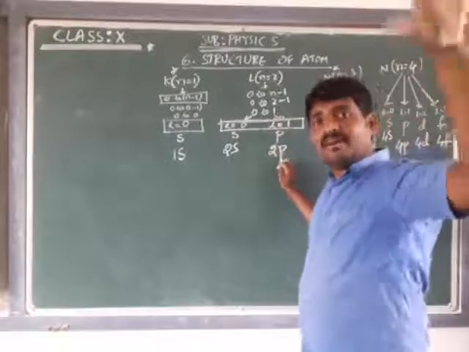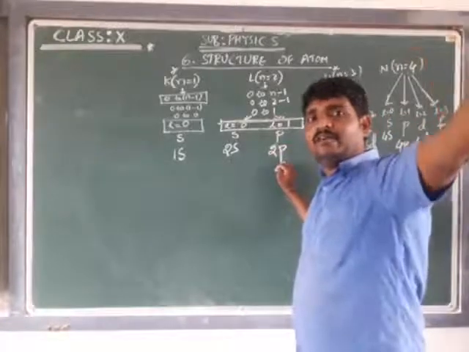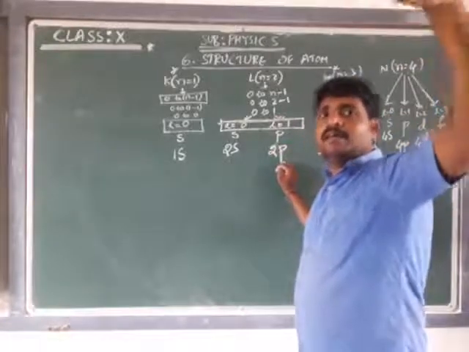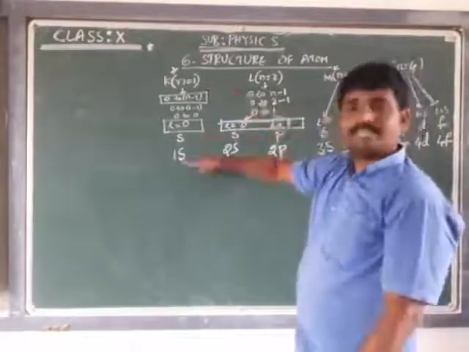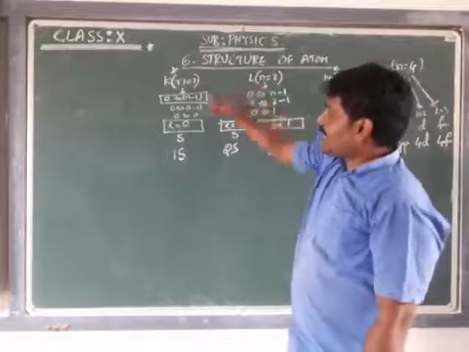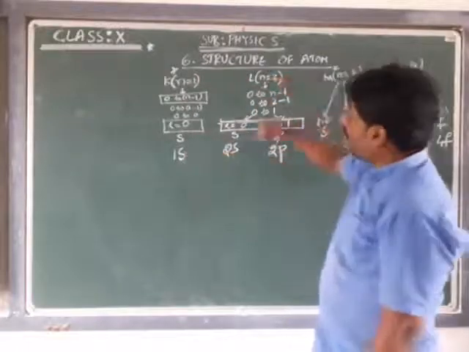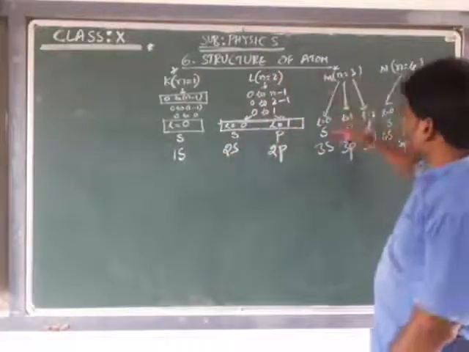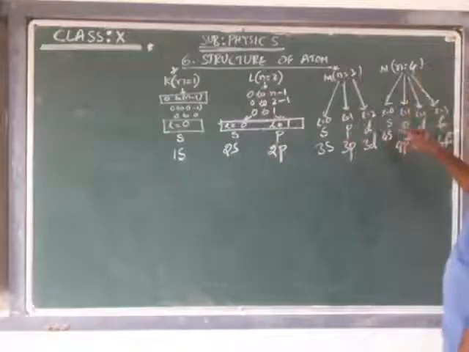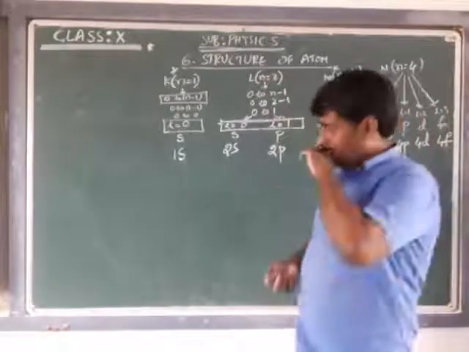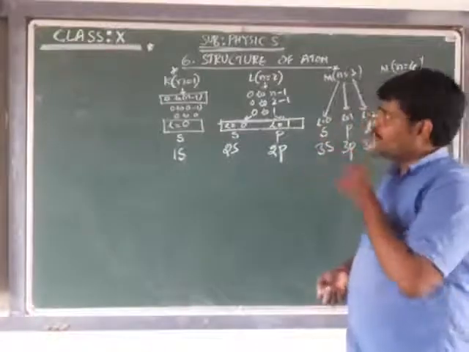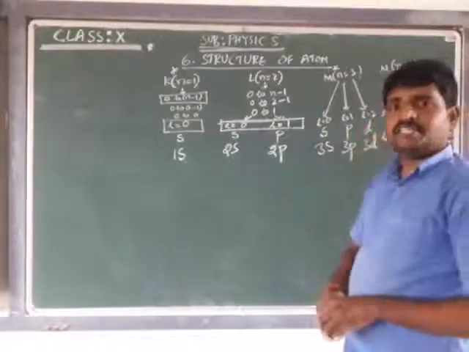In order to refer to the respective room, we take the help of the block, and then afterwards the respective room. In the same way, that block and that respective room means that shell and the respective subshell. Okay, I hope you understood this. This is just a glance review of the last session.